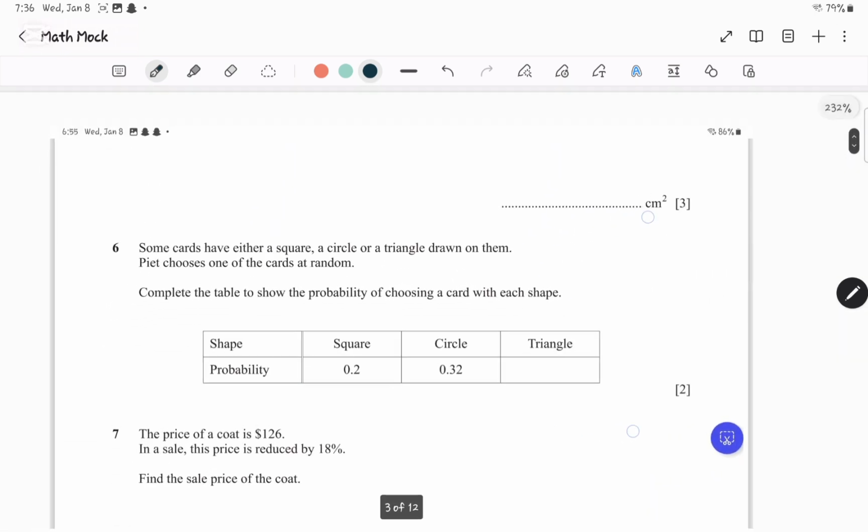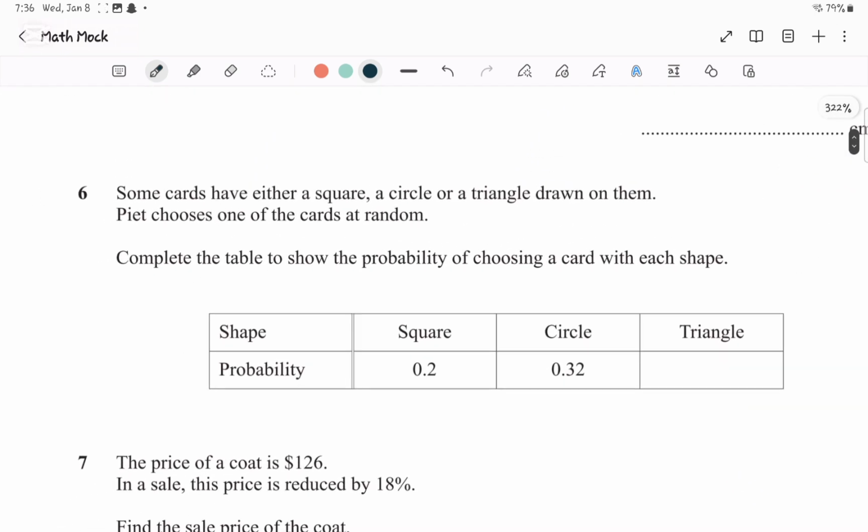Now, question number 6. Some cards have either a square, a circle, or a triangle drawn on them. Payette chooses one of the cards at random. They want us to complete the table to show the probability of choosing a card with each shape.